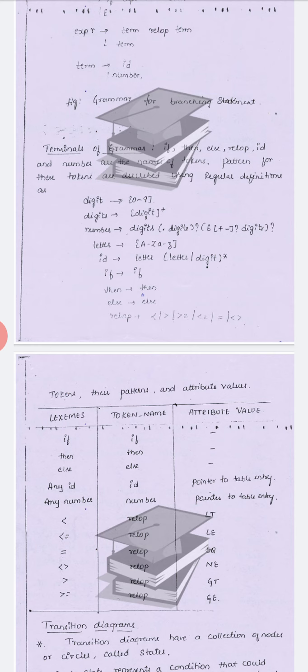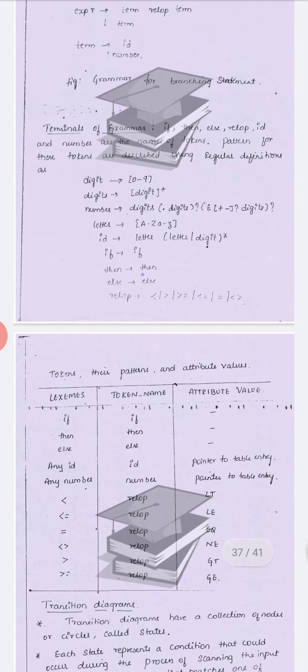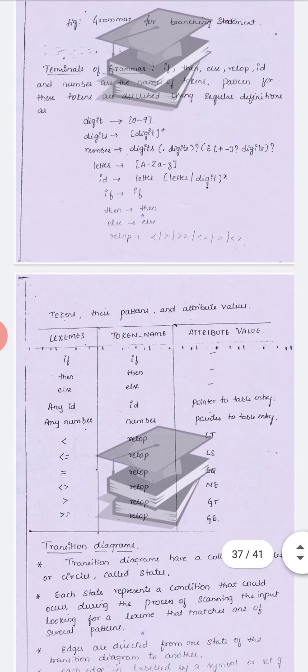Number: digits, dot, and optional, with a question mark. Letter: small a to z or capital A to Z. ID: letter followed by letter or digit, star. If is represented as if only. Then, else, relop: less than, or greater than, or greater than or equal to, or equals to.